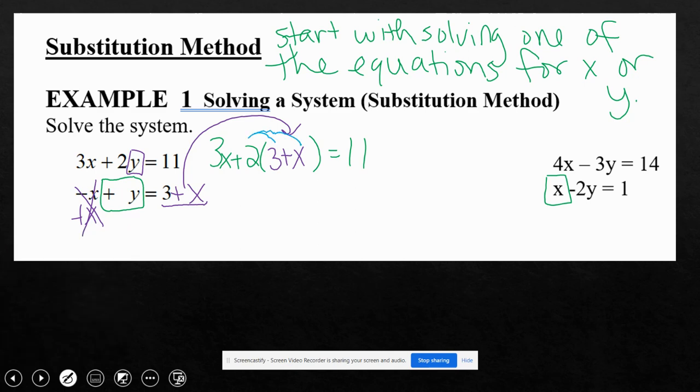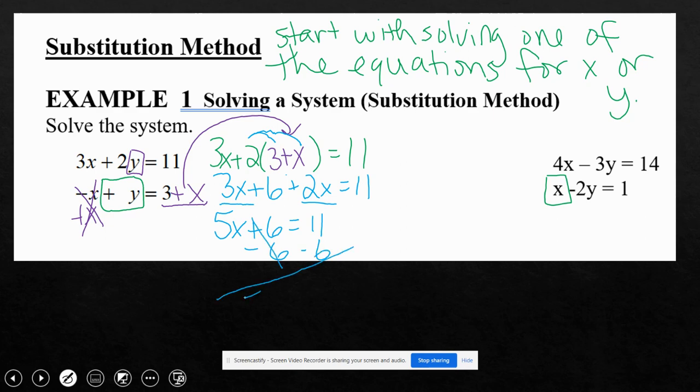So I'm going to distribute the 2: 3x plus 6 plus 2x is equal to 11. Combine those like terms. 3x plus 2x is 5x. Subtract 6. 5x is equal to 5. Divide by 5. And x is equal to 1.